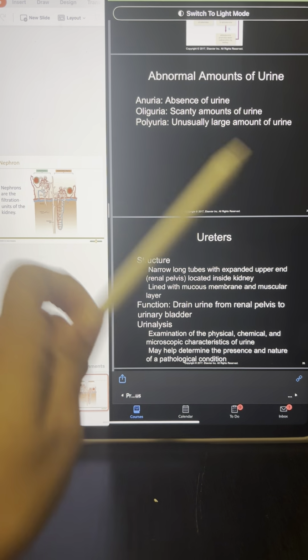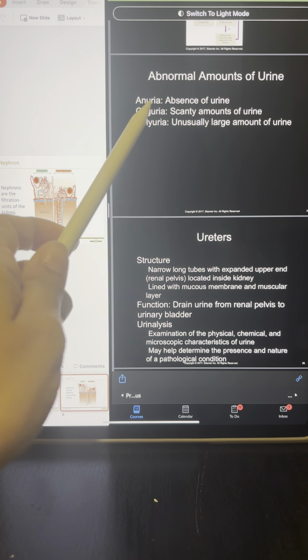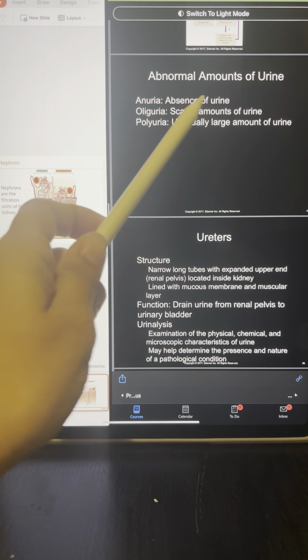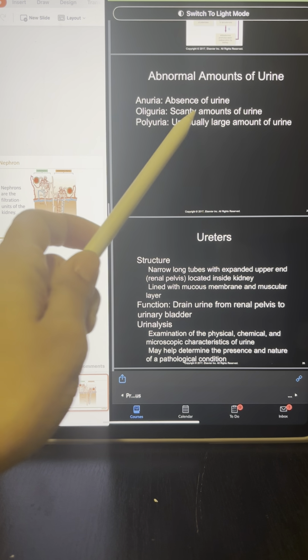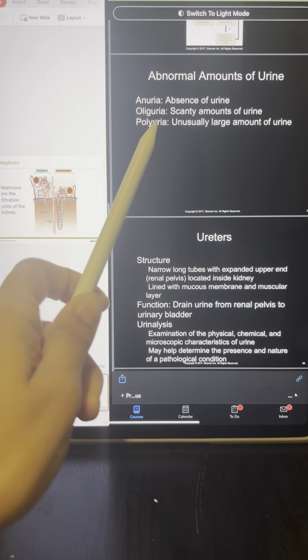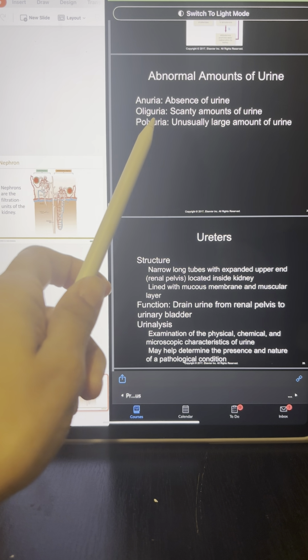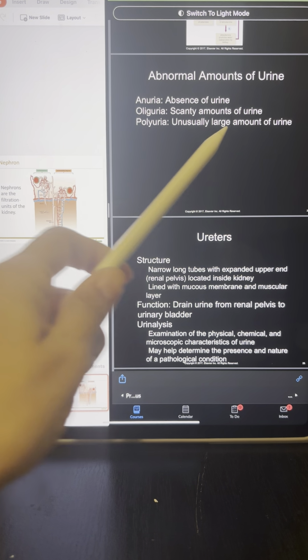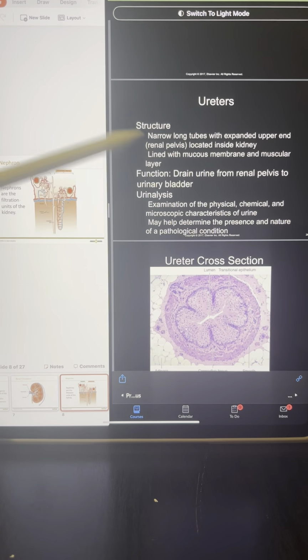Abnormal amounts of urine: anuria. A is without, uria is urine, so absence of urine. Oliguria, scanty amounts of urine, meaning just a little bit here and there. Poly is many, uria is urine, unusually large amount of urine.